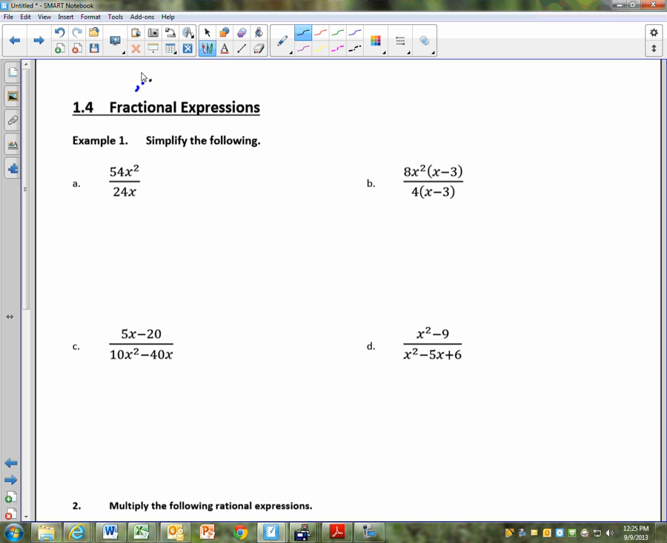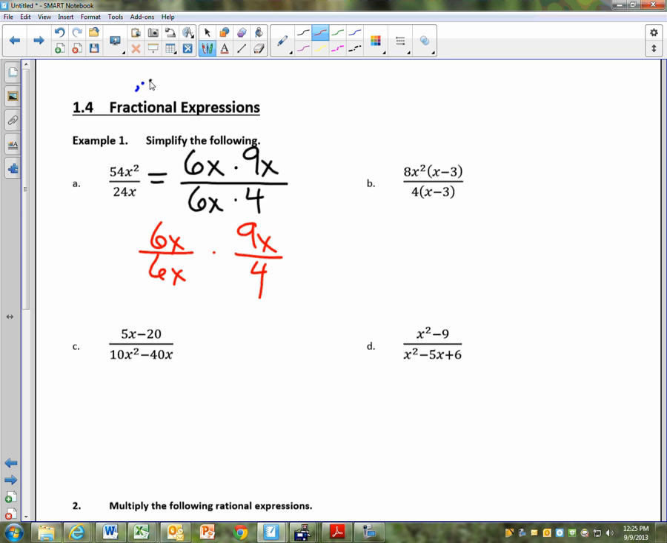Can I simplify 54x squared over 24x? How? Yep, except 4 doesn't divide evenly into 54. It's going to be 6, and I can take out an x. So I'm going to write the top as 6x times 9x, and the bottom as 6x times 4. Are you allowed to cancel stuff off? Yeah, I could cancel off the 6x's because 6x over 6x is simply what? 1. And so you can see that 1 times anything is itself, so I simply have 9x over 4.